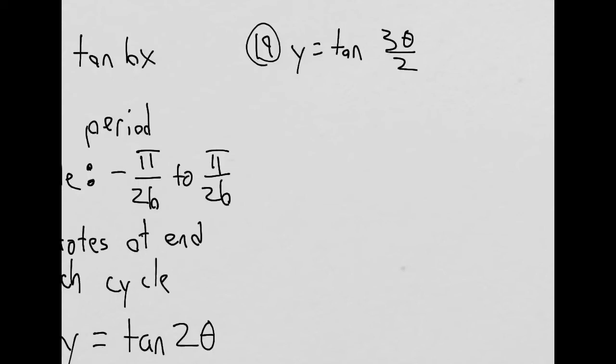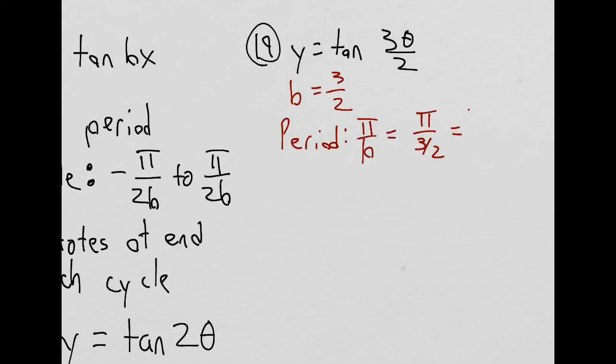Pretty easy. First, mainly all you need to do is get b. B is 3 over 2, sorry. And then my period is going to be pi over b, which is pi over 3 over 2. And you can kind of flip that around, and you get 2/3 pi. So that's how long each section of your graph is going to be.